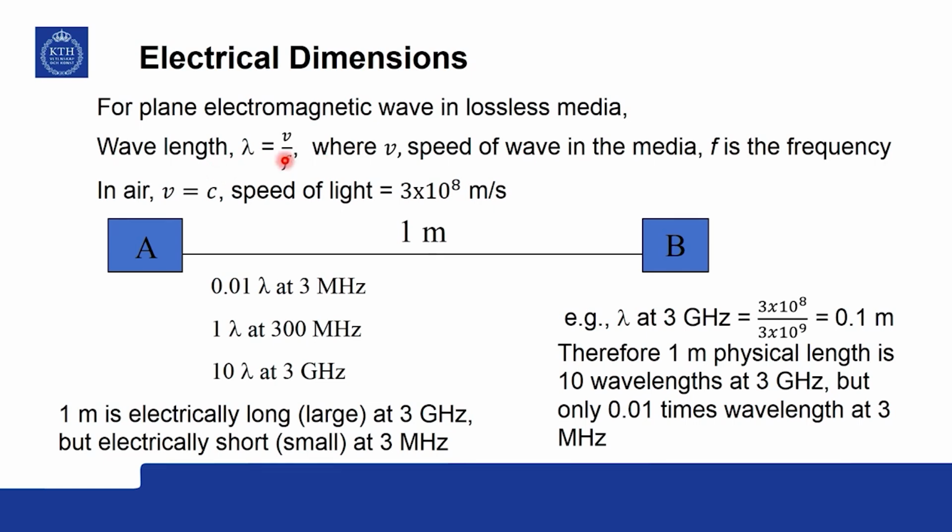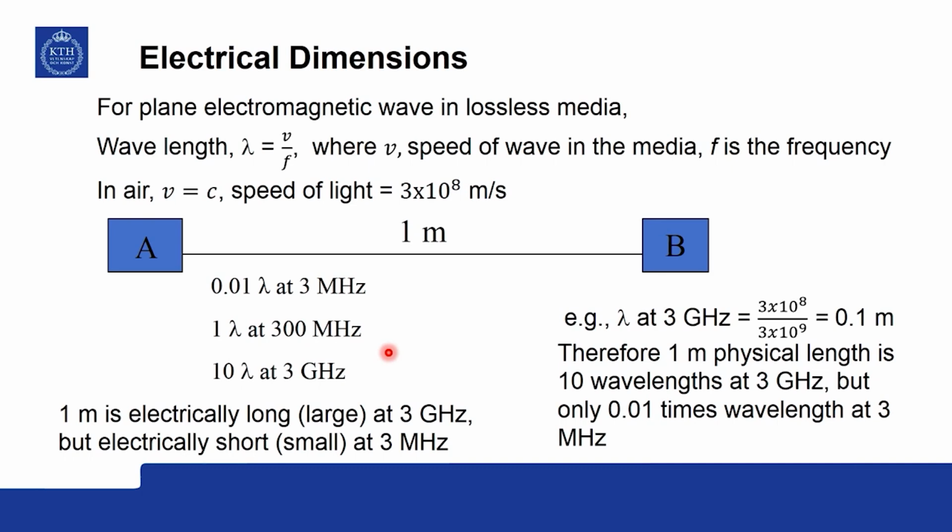Now, let us see what it means to have 1 meter distance between system A and system B. Let us say there is a cable in between system A and B, and we say that this cable is 1 meter. What does it mean? If you have a signal from here to here, and the signal's center frequency is 3 megahertz, it means the cable is only 0.01 wavelength, because at 300 megahertz the wavelength is 1 meter.